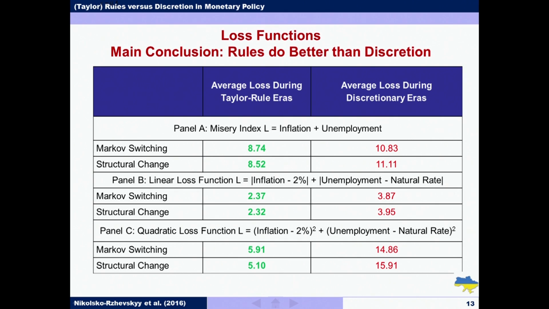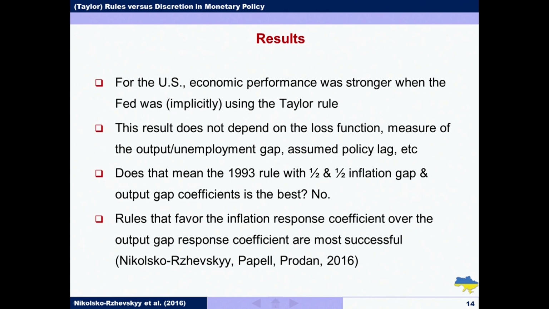So if now we want to sum up these results with the United States, we can say that, first of all, for the US, economic performance was stronger when the Fed was implicitly using the Taylor rule. And this result is extremely robust. It's robust to choice of the loss function, it's robust to different assumptions about the policy lag, it's robust to various measures of the output gap. Essentially, whatever we did, whatever we threw into the model, we always got that the loss function was lower during the times when the Fed was using rules compared to times when the Fed was using discretion.